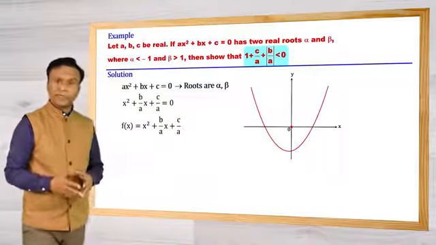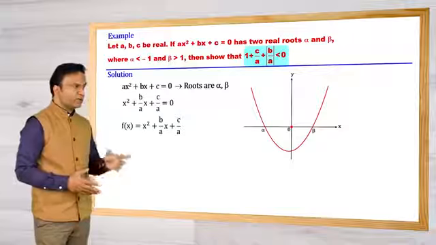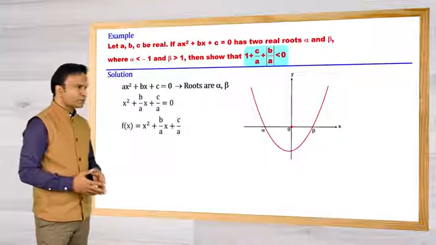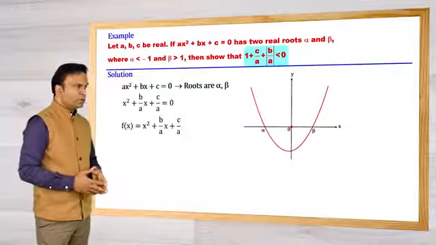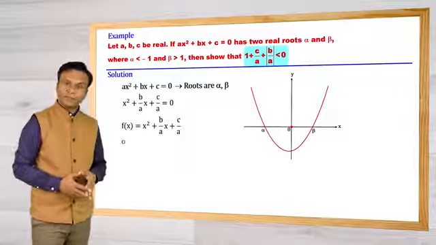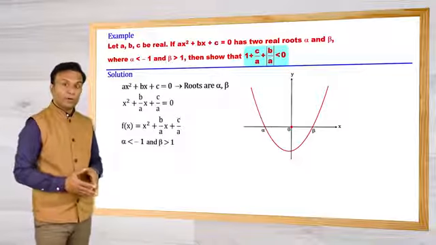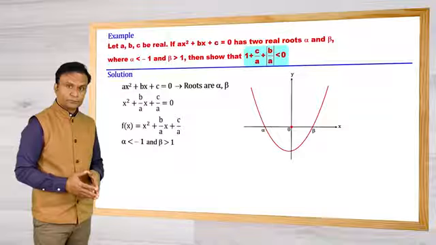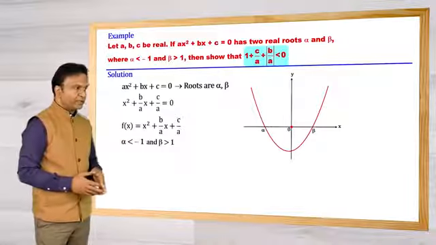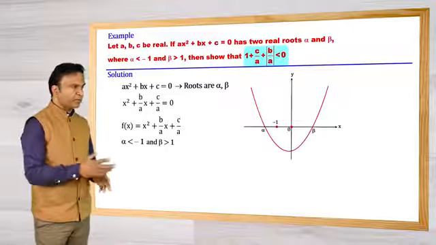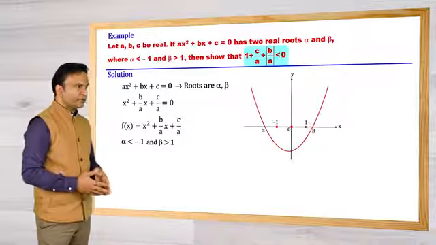Also the equation has roots alpha and beta. So the graph must intersect the x-axis at two distinct points, alpha and beta. So here we have the graph, alpha and beta are roots. Now alpha is less than minus 1 and beta is greater than 1. So where do you locate minus 1 and 1 on the x-axis? Obviously minus 1 must be somewhere between alpha and 0, and 1 between 0 and beta.